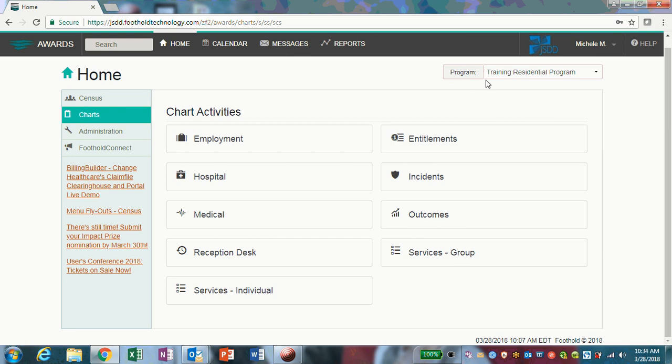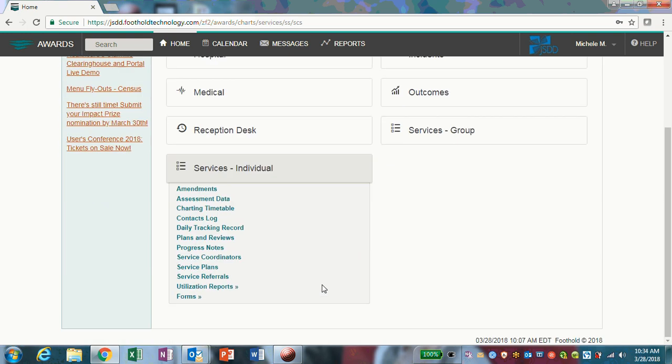You would pick the program that you're in. You go under services, individual, scroll down. You're going to go here under forms. You see there's a line, 2 lines here, indicating that there's other forms or other items embedded in here. I'm going to go ahead and click that.